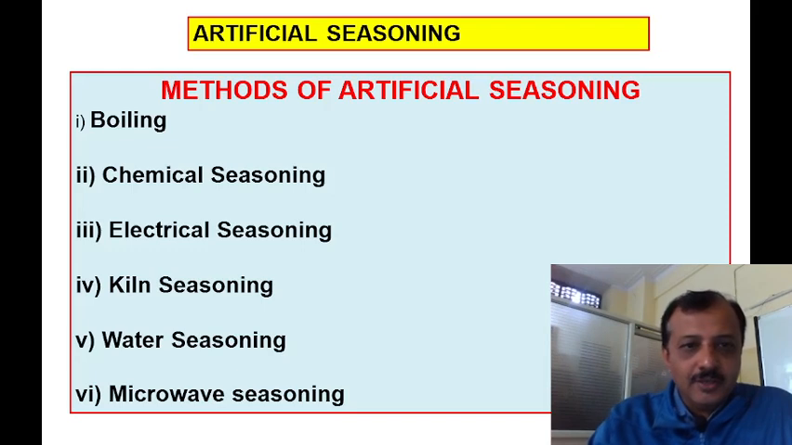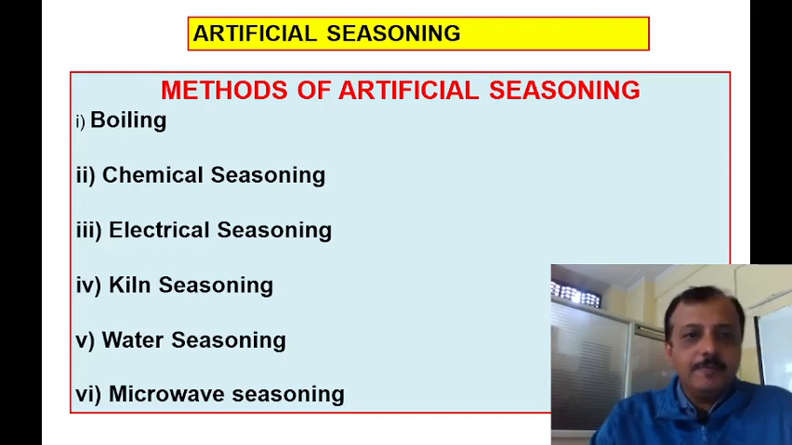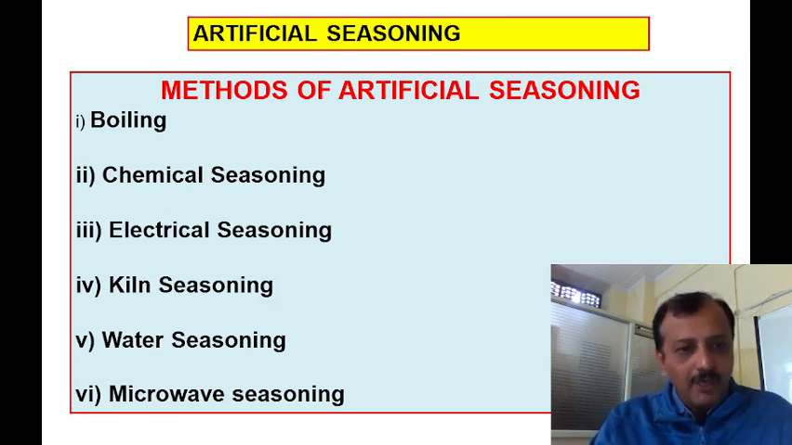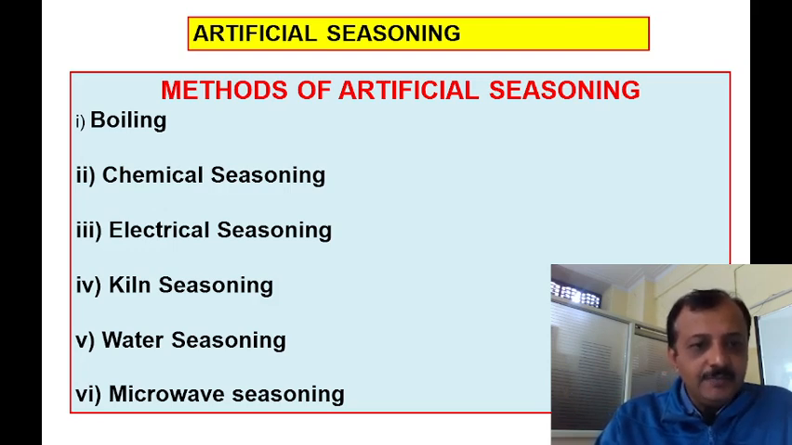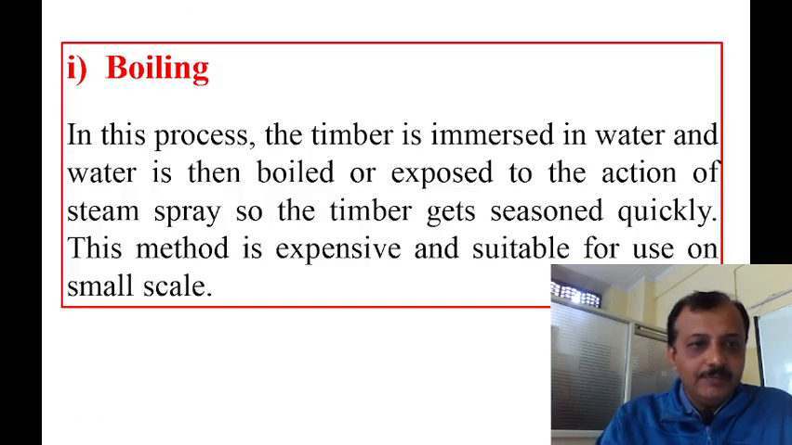Let us discuss artificial seasoning of timber. Which are the different methods of artificial seasoning? First is boiling, chemical seasoning, electrical seasoning, kiln seasoning, water seasoning, and microwave seasoning. Let us discuss each one of them in detail.